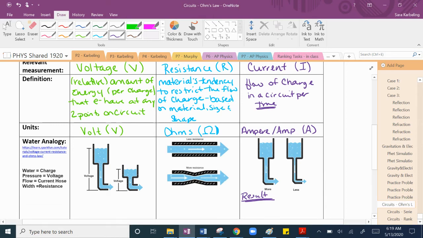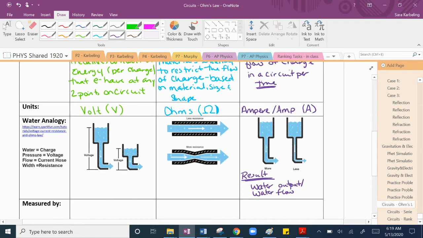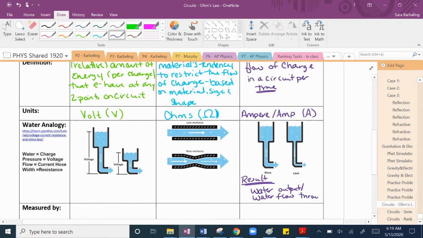It's more like a bucket with a hole in it, and talking about how much water is flowing. So in our analogy, current is literally just the water output, or the water flow, through the hose. Okay. And it's important to know that if you have a more complex system, then you can have different current at different places. And we're going to get into that in our next video.